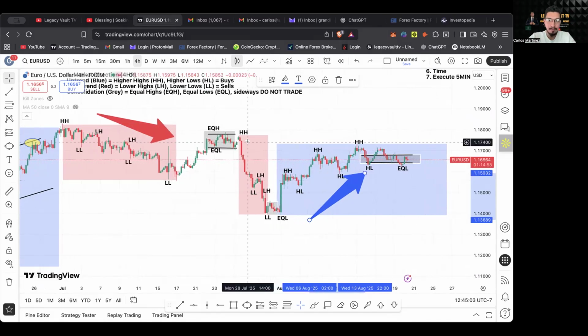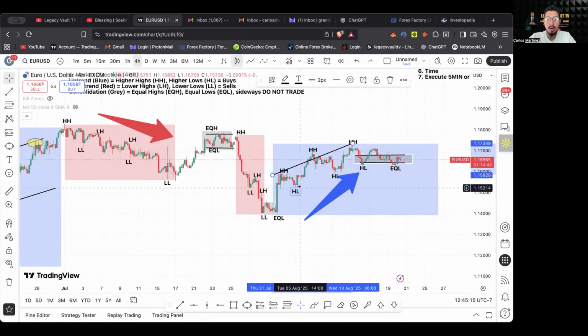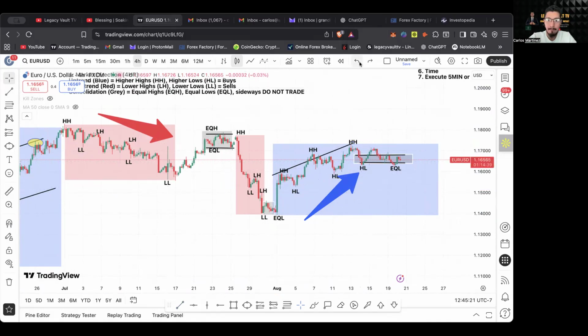You want to get at least two touches. So we have touches here and here and here, right? So we see an uptrend happening because we have at least two higher highs or two higher lows, right? So we're seeing a trend happening here, right?